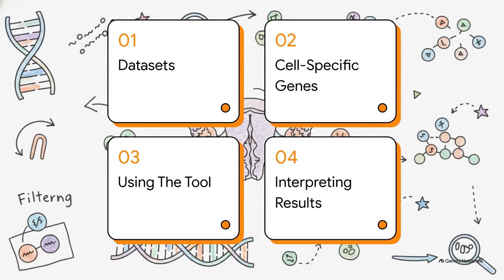Okay, so here's our game plan for this explainer. First, we'll look at the foundational datasets. Then, we'll break down how we define cell-specific genes. Next, we'll actually take the tool for a spin. And finally, we'll talk about interpreting your results.